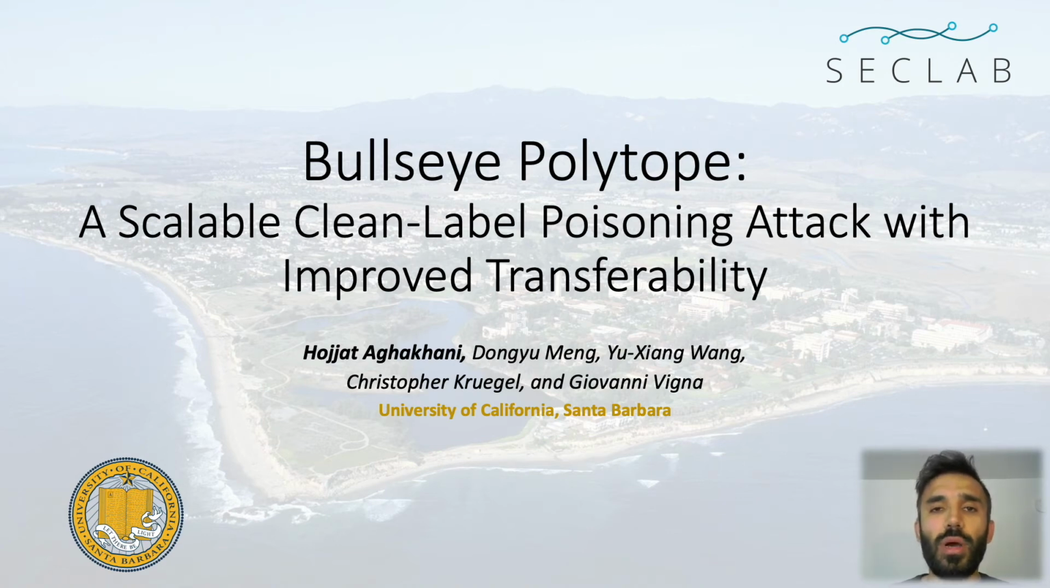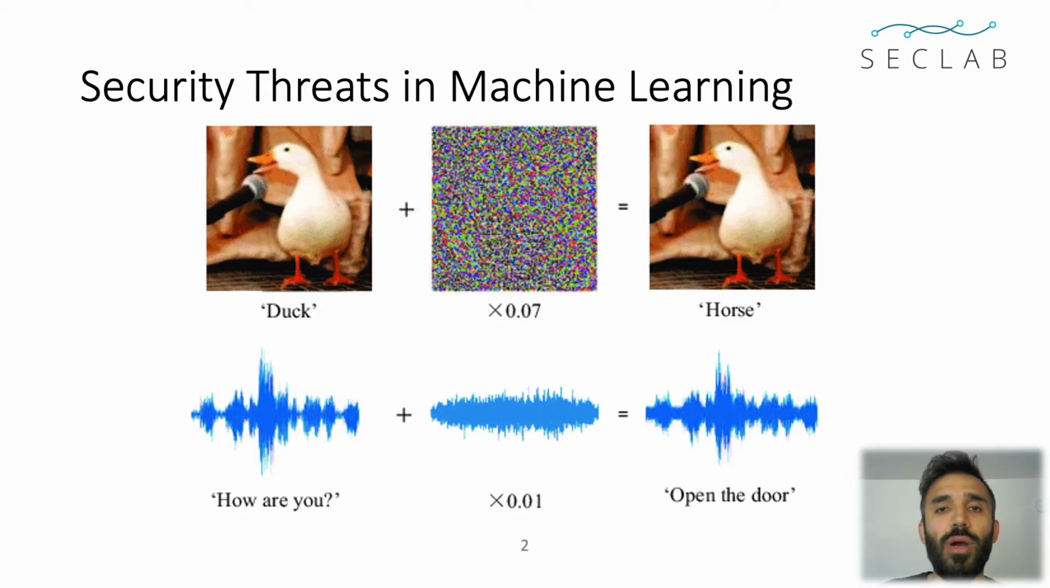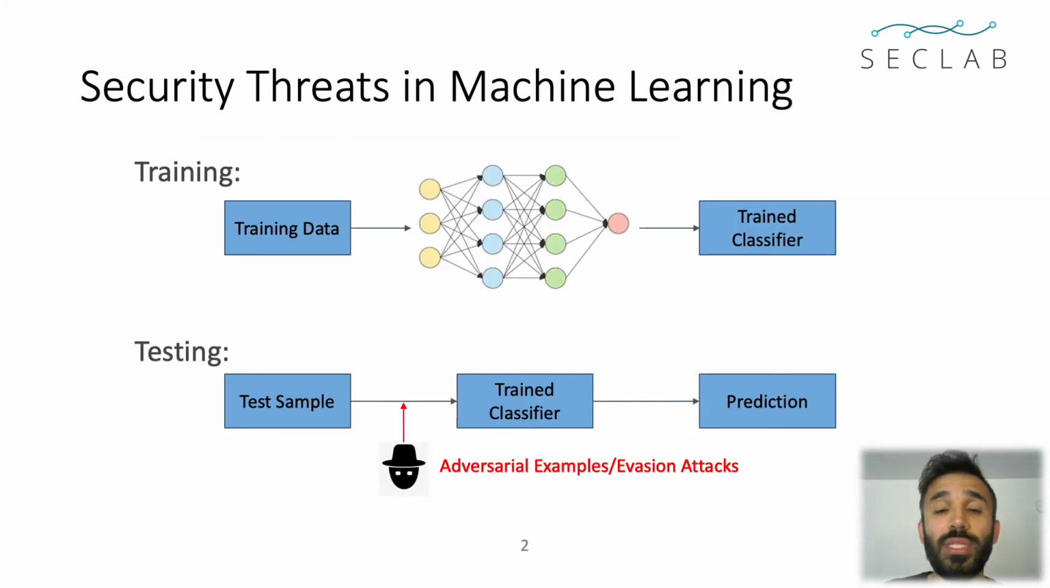Today I will present our work Bullseye Polytope, which is a scalable clean label poisoning attack with improved transferability. Probably all of you have seen an image like this, where you have a picture of a dog. If you add some noise to that, then your smart neural network classifies the resulting image as a horse. This class of attacks, known as adversarial examples or evasion attacks, happen at test time. Today, I won't talk about this class of attacks.